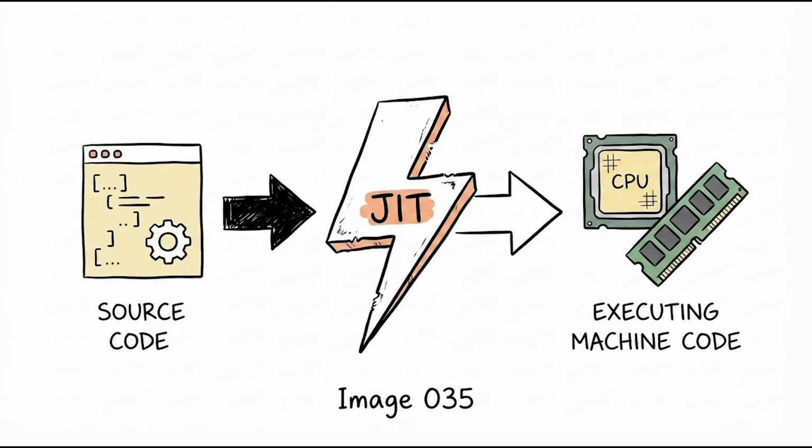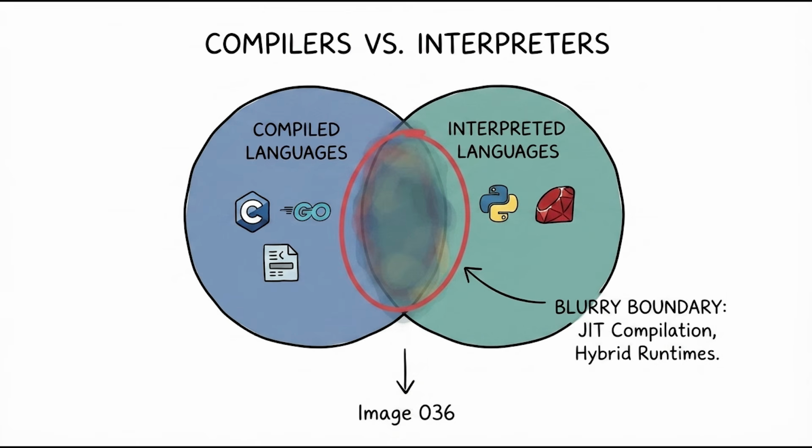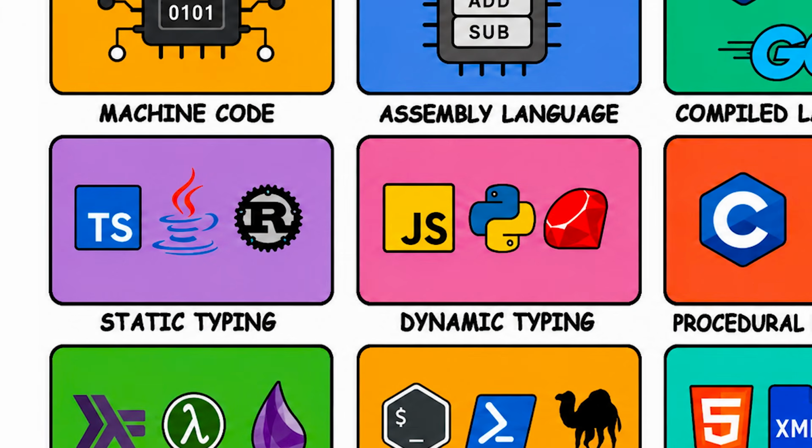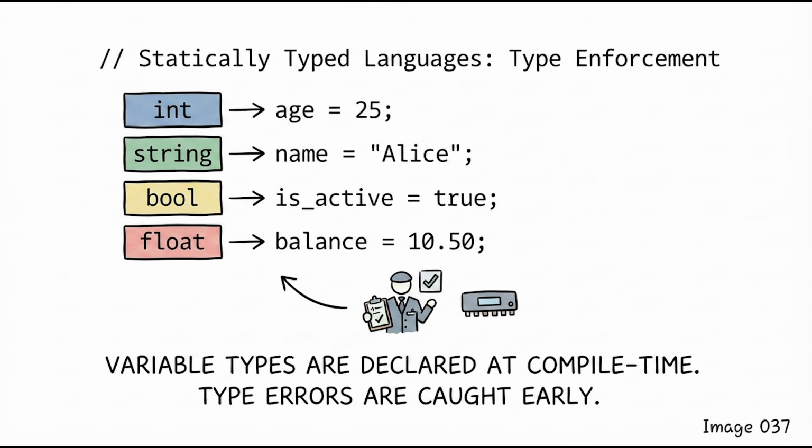Most modern interpreters also use tricks like just-in-time compilation to close the performance gap. The myth that interpreted automatically means slow is years out of date. The line between compiled and interpreted is blurrier now than it's ever been. Statically typed languages. This is where things get spicy.